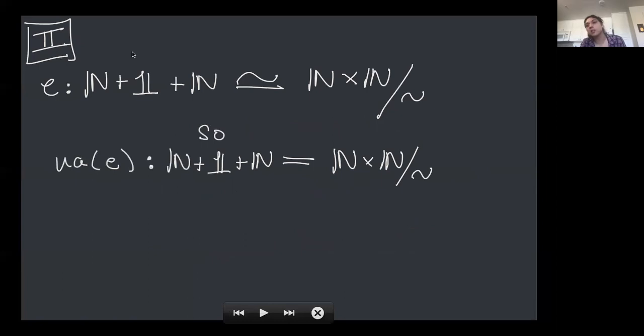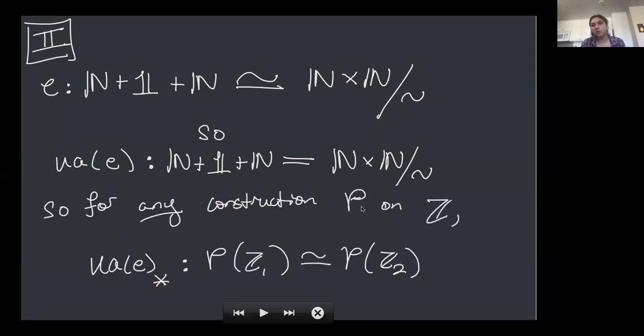Okay, let's see a slightly trickier example. I have N plus one plus N, and this is equivalent to this classical product construction. So the univalence axiom applied to this isomorphism. So I only have to construct this equivalence as an equivalence of sets, right? And as soon as I have that, any structure I can put on one, I can immediately transport to the other. So if I have a construction P on the integers, I can transport along this construction and get whatever it's called, an equivalence between the structures.